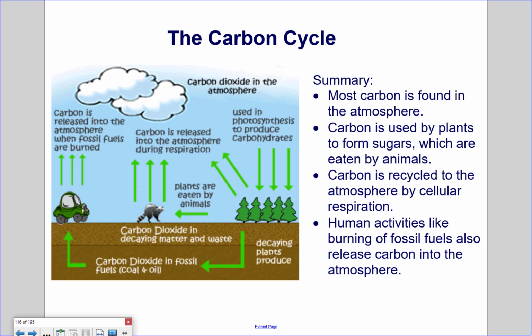The carbon cycle. In summary, most carbon is found in the atmosphere. Carbon is used by plants to form sugars, which are eaten by animals. Carbon is recycled to the atmosphere by cellular respiration, and human activities like burning of fossil fuels also release carbon into the atmosphere.